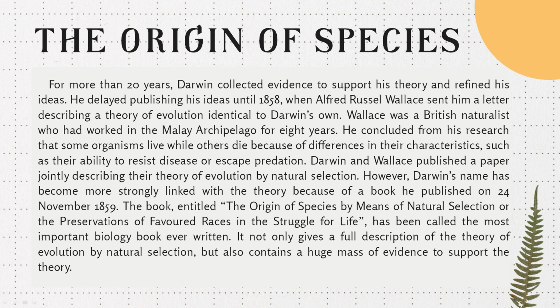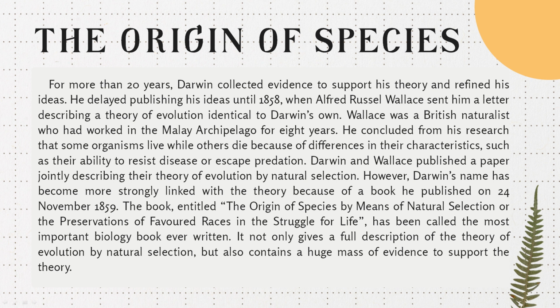The origin of species. For more than 20 years, Darwin collected evidence to support his theory and refined his ideas. He delayed publishing his ideas until 1858, when Alfred Russel Wallace sent him a letter describing a theory of evolution identical to Darwin's own. Wallace was a British naturalist who had worked in the Malay archipelago for 8 years. He concluded from his research that some organisms live while others die because of differences in their characteristics, such as their ability to resist disease or escape predation. Darwin and Wallace published a paper jointly describing their theory of evolution by natural selection.